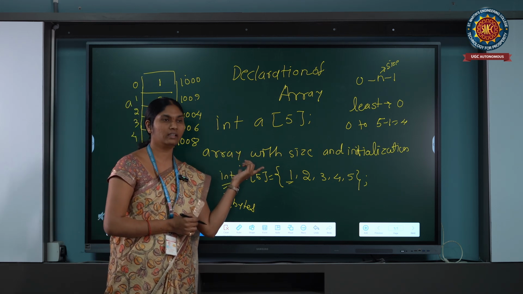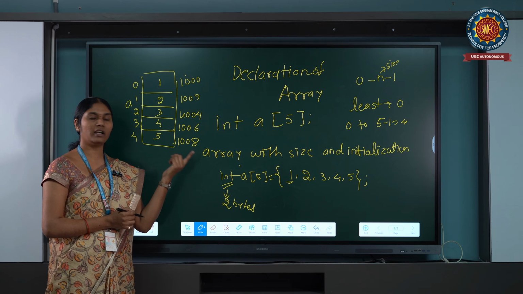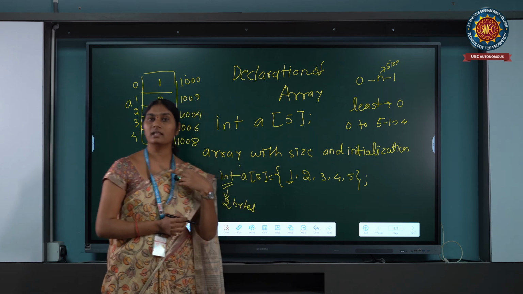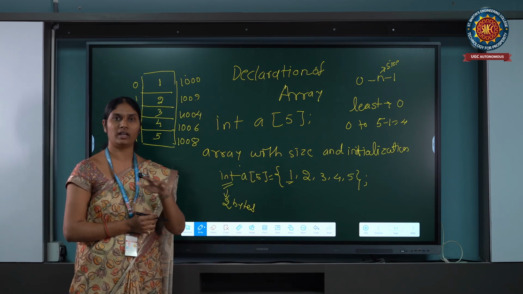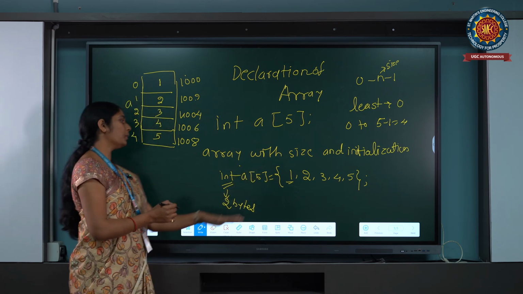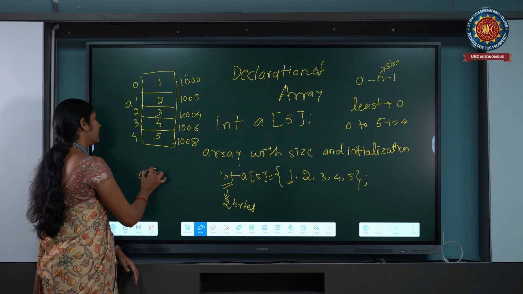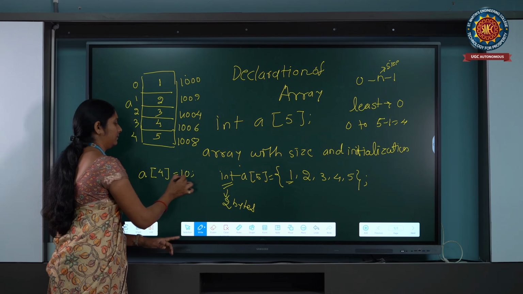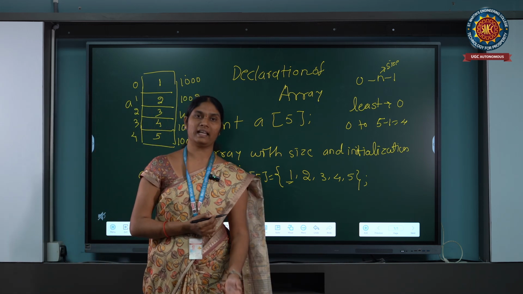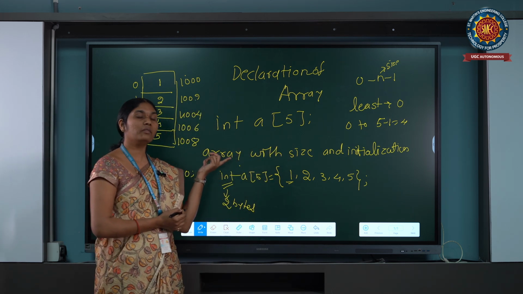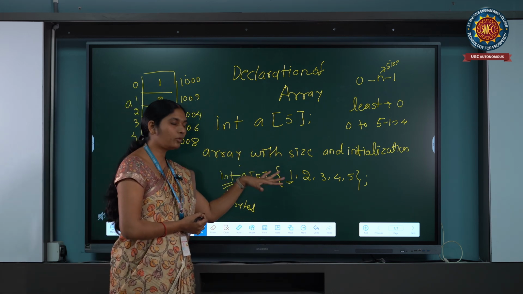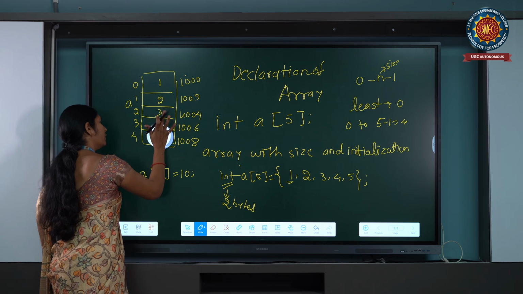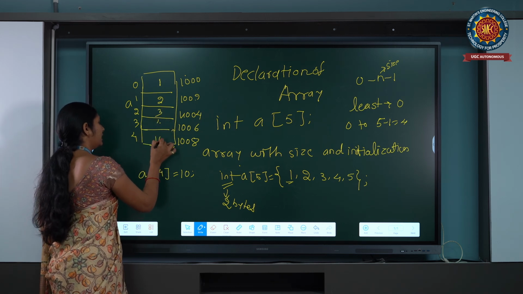Now suppose I want to change a value in the array, where we are storing 1, 2, 3, 4, 5. Based on the index value, we can change the array element. Suppose I want to change the value at the A of 4 position, I directly initialize the value 10. Suppose we want to print the array elements after changing them. In the A of 4 location, which value are we storing? We are storing the value 10, and in place of 5 we now store 10.